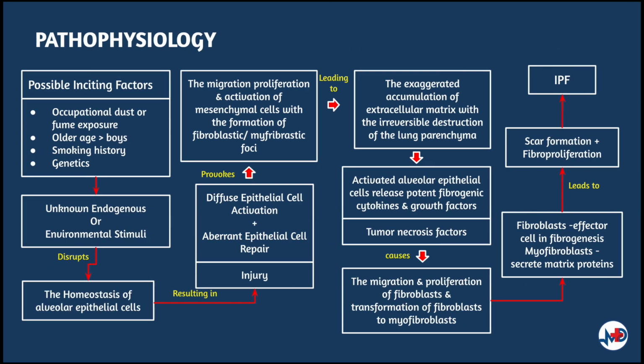It is currently believed that idiopathic pulmonary fibrosis is an epithelial fibroblastic disease in which unknown endogenous or environmental stimuli disrupt the homeostasis of alveolar epithelial cells, resulting in diffuse epithelial cell activation and aberrant epithelial cell repair. Activated alveolar epithelial cells release potent fibrogenic cytokines and growth factors, and it's these cytokines and growth factors which are involved in the migration and proliferation of fibroblasts and the transformation of fibroblasts into myofibroblasts.